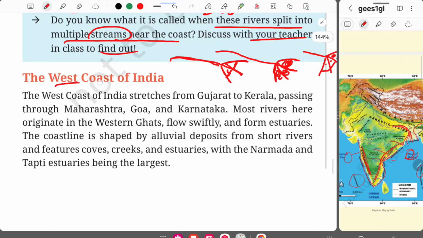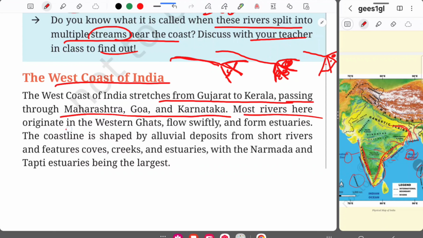So now let us see about the west coast of India. The west coast of India stretches from Gujarat to Kerala, as we have already marked, isn't it? From Gujarat to Kerala, passing through Maharashtra, Goa and Karnataka. I hope this is clear.